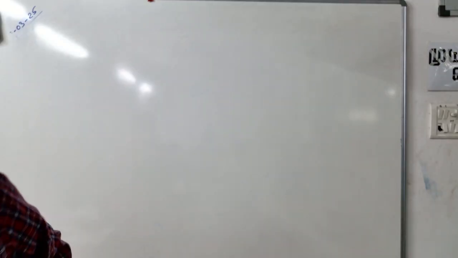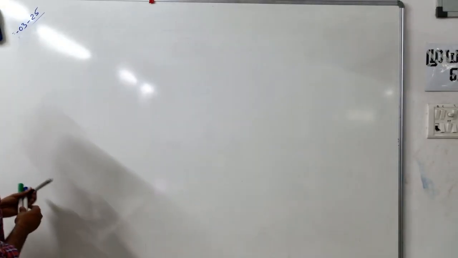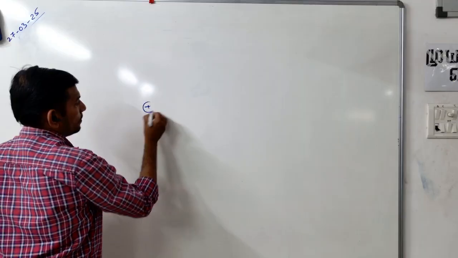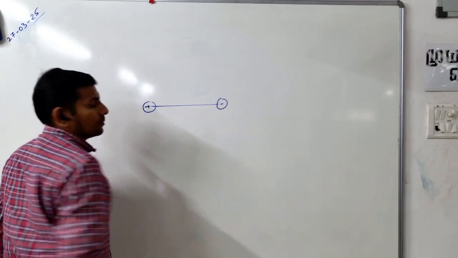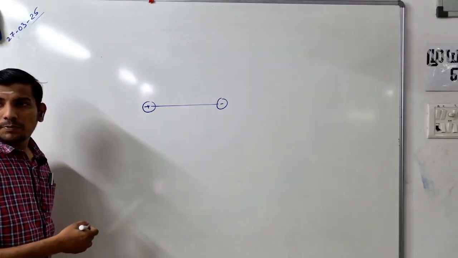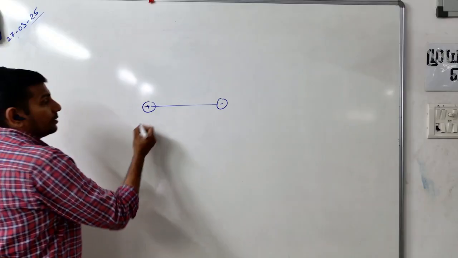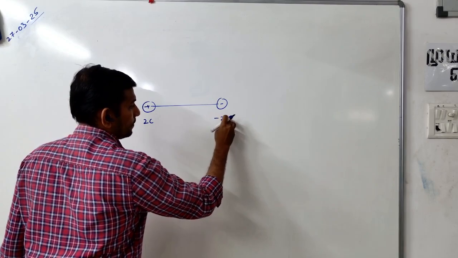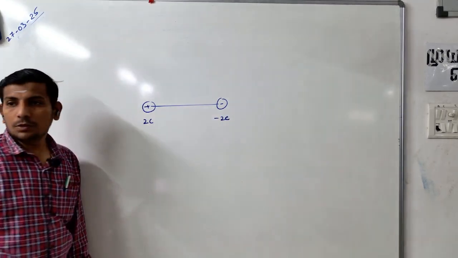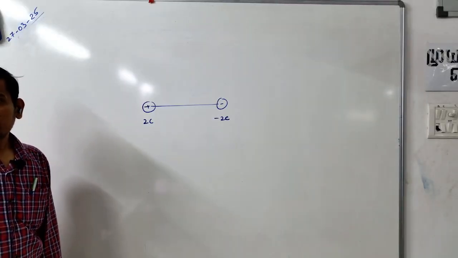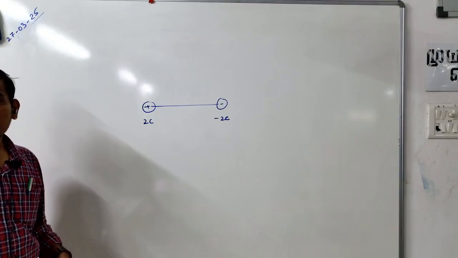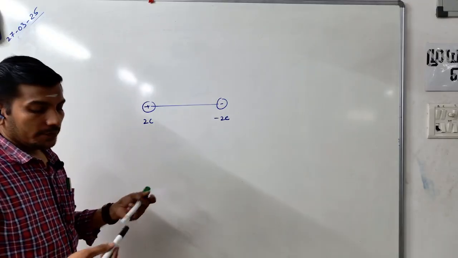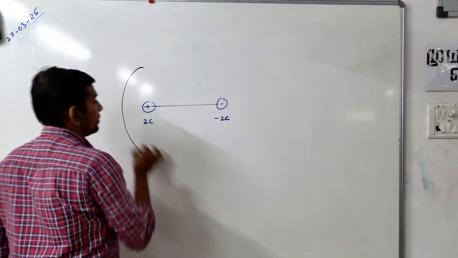Imagine I have an electric dipole here, made of, let's say, 2 coulomb and minus 2 coulomb. And I am going to calculate the electric field due to this dipole. So I take a Gaussian surface around it. I am going to draw a Gaussian surface around it.